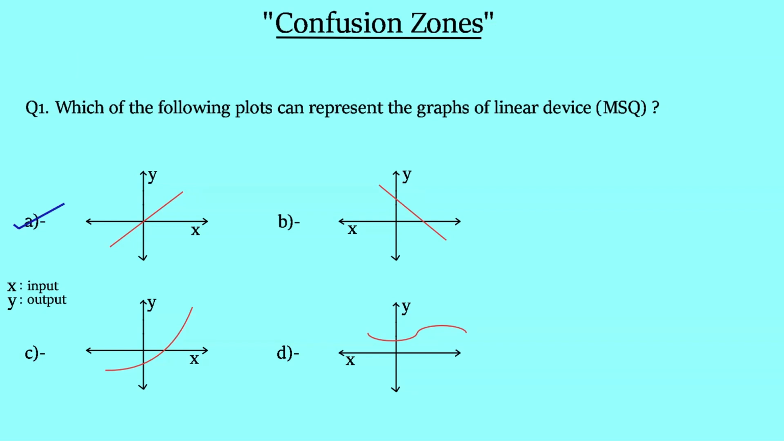The answer is only option A. If you have selected options C and D, then you are quite stupid. But if you have selected option B, then you are just a little confused.